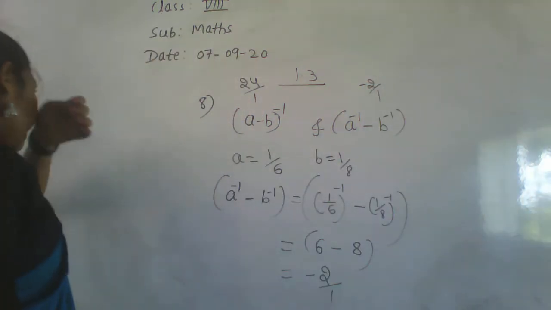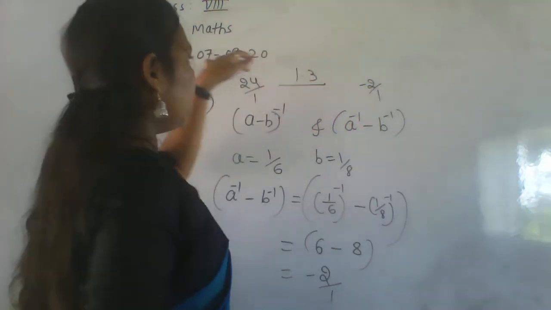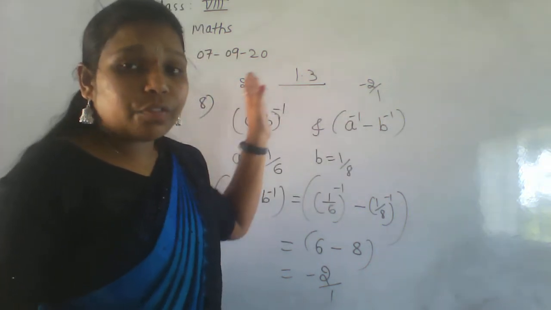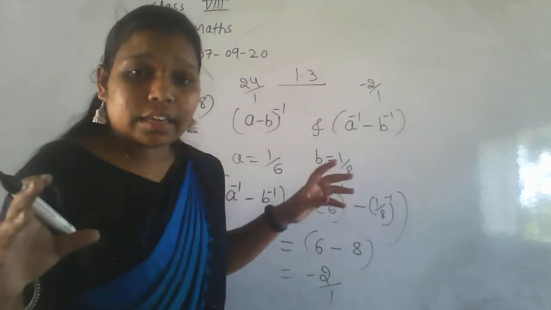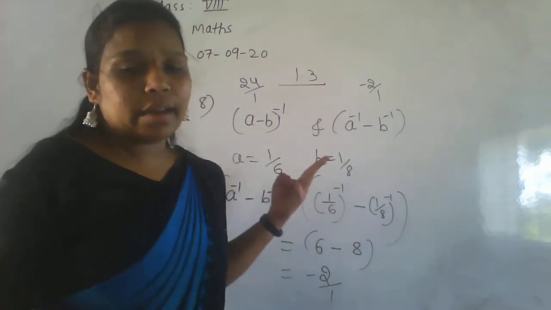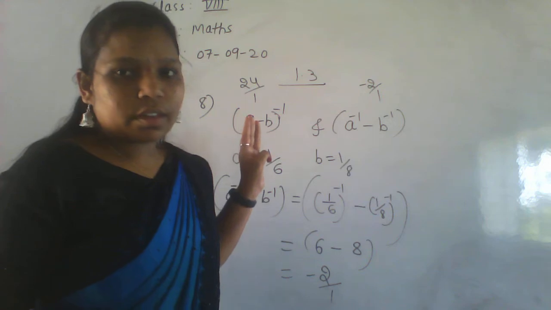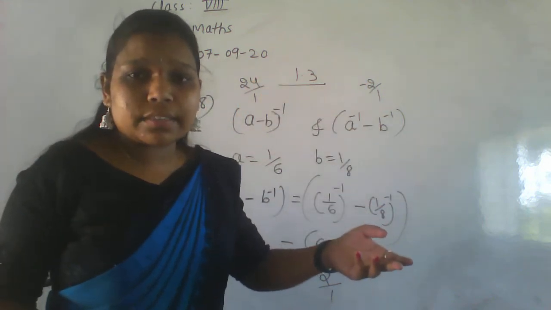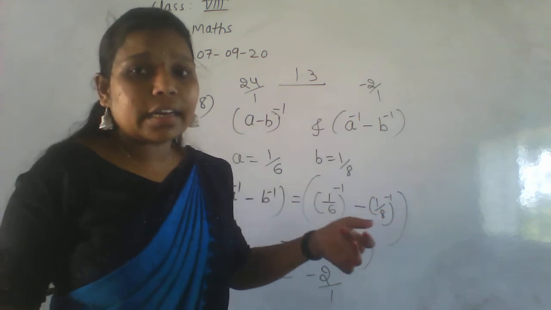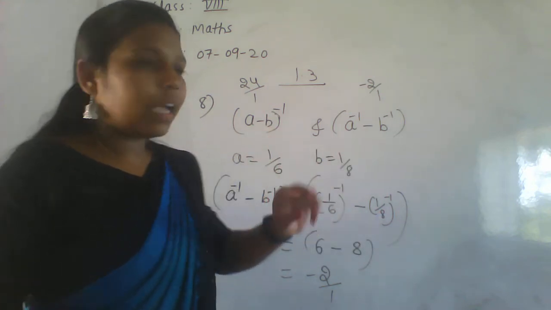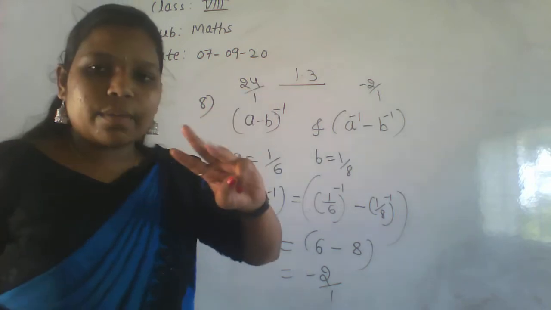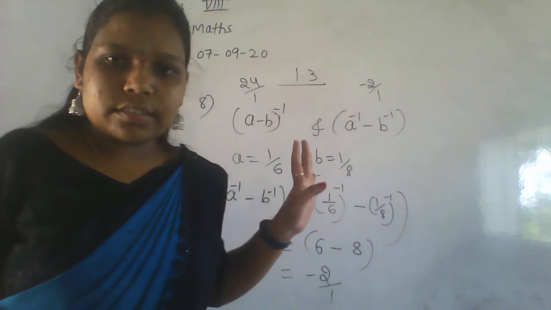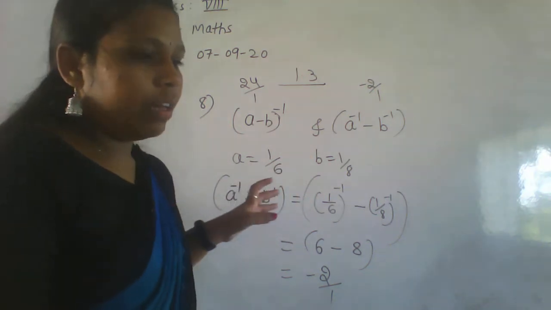So these are the 2 rational numbers. 24 by 1 and minus 2 by 1. See here, from 24 to minus 2, so many numbers are there. Write any 3 rational numbers in between those two. Okay, from 24 to minus 2, so many rational numbers are there, right? On the number line, take any 3. So write 3 rational numbers between 24 by 1 and minus 2 by 1. That is the answer. Getting, everyone? Okay, we'll go for the next thing.